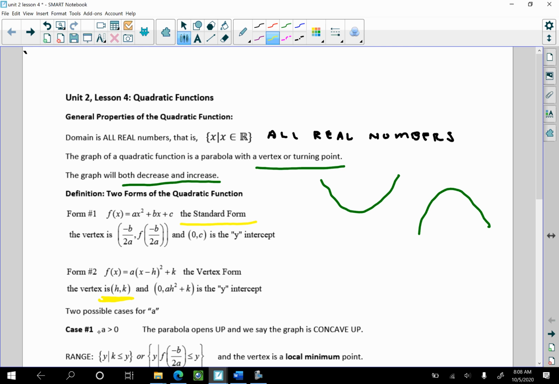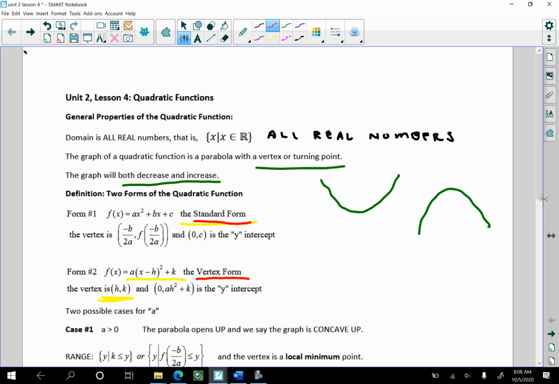The y-intercept is this ah squared plus k thing. We can investigate that down the road. All you would do is take this, and we're going to do this as well. We're going to take a vertex form and turn it into standard form here just in a little bit. But this is a very important form. The vertex form is as important as the standard form of the quadratic function.